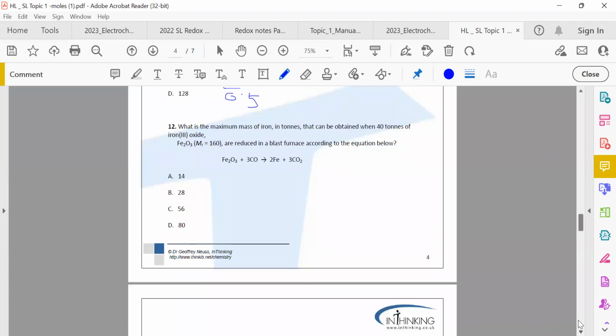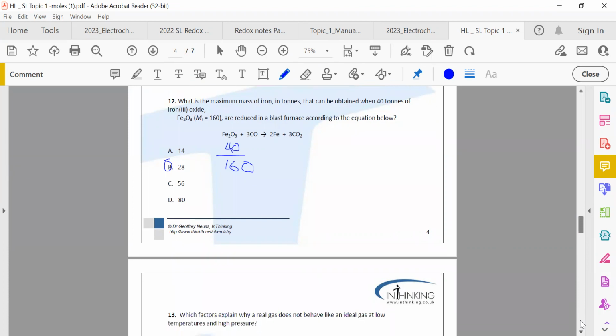Which is the maximum mass of iron in tons which can be obtained when you take 40 tons? So basically, you can just take 40 first, no need to convert to tons. You divide by the MR, which is 160. That will give you about 1/4. And if this is 1/4, that means the iron will be 2/4, which is half, right? And if it's half, and if I'm not wrong, the MR of iron is 56, and that gives you 28. Therefore, the answer is 28 tons. Okay, then you just put back the tons, and then you get an answer. So it's 28 tons. Yep.